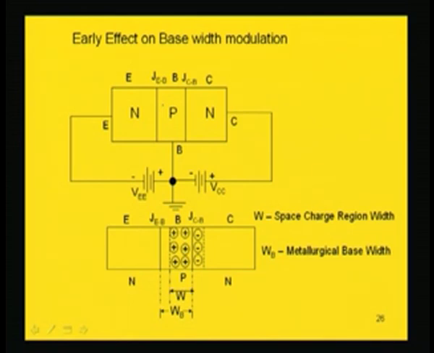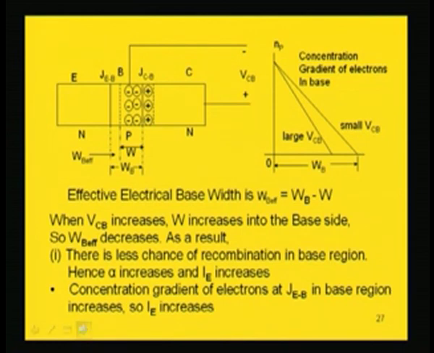Now, if we increase the VCB, the space charge region will be increasing. Now, if we denote the metallurgical base width by WB and the space charge region by W, then the region where recombination can take place is WB minus W. So, this is the effective base; the electrical base width is WB, the effective is WB minus W. Here the recombination can take place.